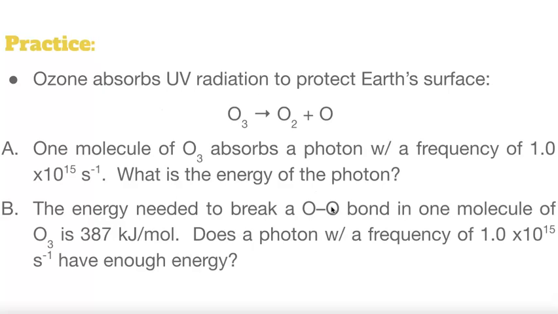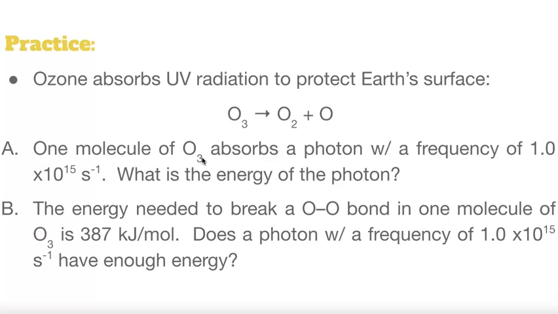All right, let's look at how molecules are affected by light. Ozone absorbs UV radiation to protect our little planet's surface. When it does, ozone decomposes to form diatomic oxygen and elemental, or radical, oxygen. Suppose one molecule of ozone absorbs a photon with a frequency of 1.0 times 10 to the 15 per second. What is the energy of that photon?